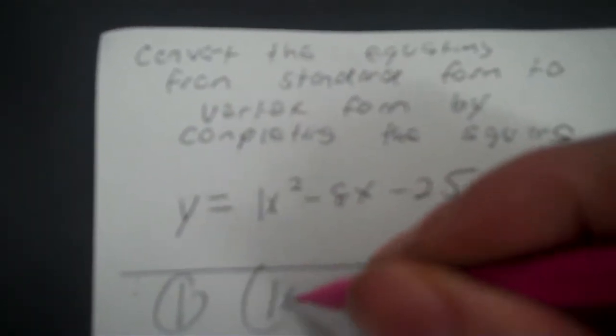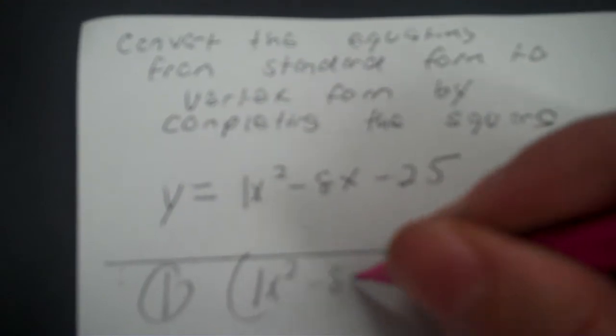So I'm going to put 1x squared minus 8x, and I'm actually going to kick this minus 25 out here. Now, to find the new number I'm going to bring into the equation, I need to do b divided by 2 to the second. Okay, because we want a parentheses to the second power. So I'm going to take 8 over 2 to the second, that's 4 to the second, and that's 16.